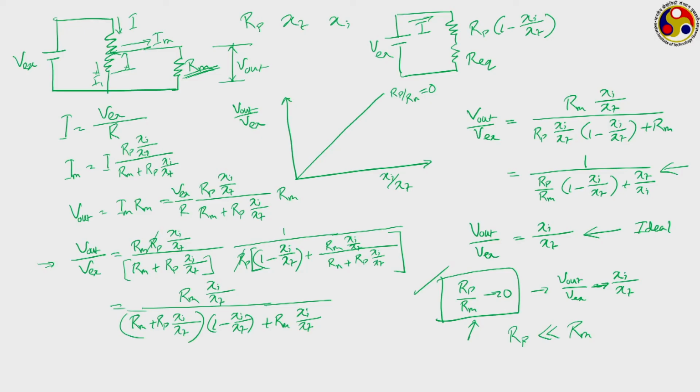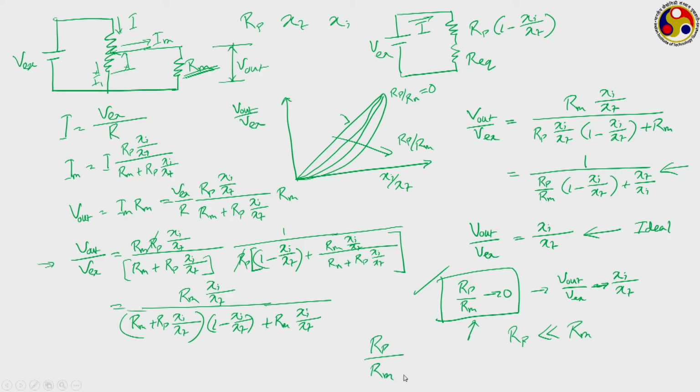However, as this ratio Rp by Rm keeps on increasing, your curve will deviate from this and follow a pattern somewhat like this. This is the direction in which Rp upon Rm keeps on increasing. So, while in the ideal scenario we should have this particular curve, in the actual case we are getting a deviation, and that deviation is governed by the ratio of Rp upon Rm.